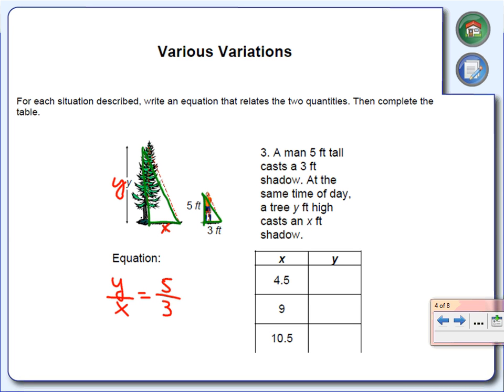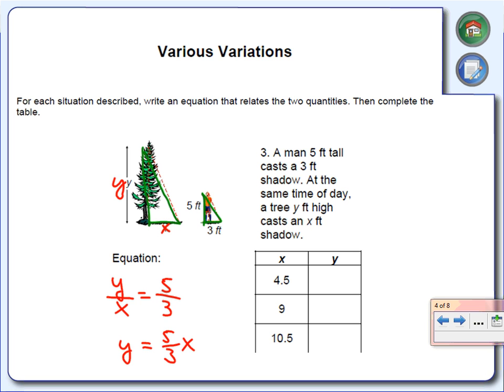However, when we write an equation, we like for it to say Y equals. All right, so if I want this one to say Y equals, right now they're taking Y and dividing it by X. What's the opposite of dividing by X? Multiplying by X. So now I'm going to end up with the equation 5/3 times X. So my equation now is Y equals 5/3 times X. Remember, X represents the length of the shadow. Y represents the height of the tree.